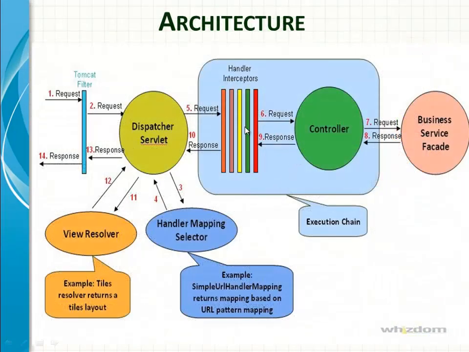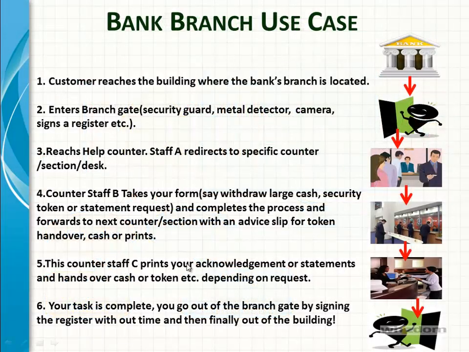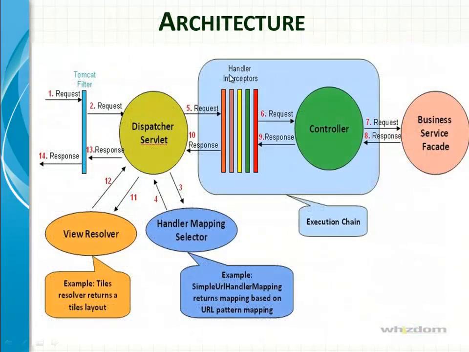Right? So for your response, you are redirected back through steps 7, 8, 9, 10, 11, 12. Steps 11 and 12 are nothing but your response processing. There you get your statements or acknowledgement or handover cash or token kind of process. That's the response processing. So this is request processing, and this is the view processing ultimately. So that's your staff B, and then finally you go back to the gate and you get out of the building, right? Sounds simple? That's what it is. That's what Spring MVC is.